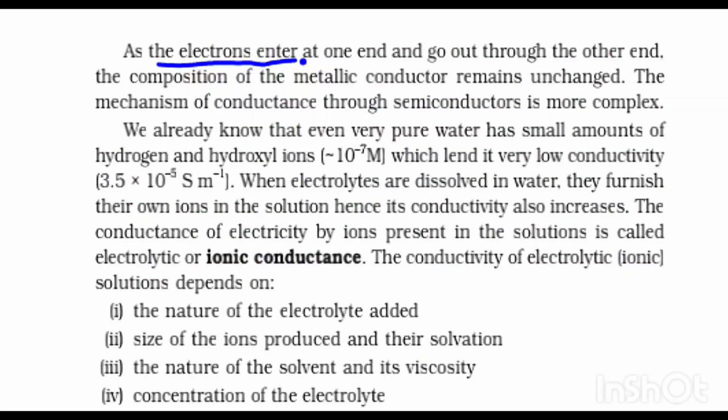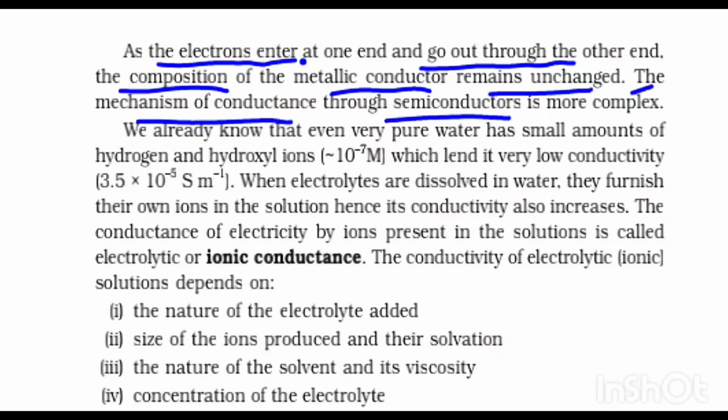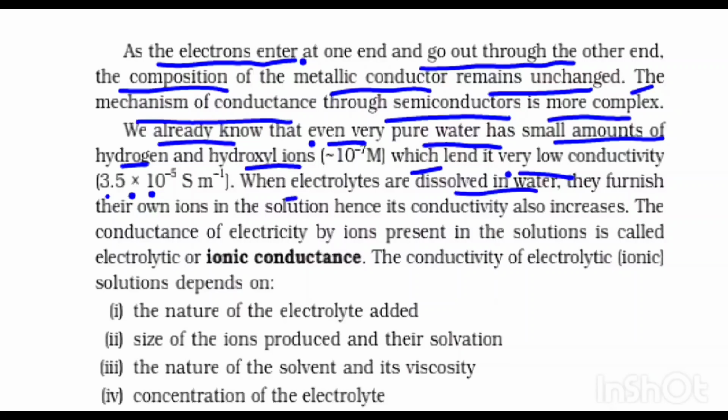Electrons enter at one end and go out through the other end, and the composition of the metallic conductor remains unchanged. The mechanism of conduction through electrolytes is more complex. We already know that even very pure water has a small amount of hydrogen and hydroxyl ions, 10 to the power minus 7 M, which lends it very low conductivity, 3.5 into 10 to the power minus 5 S per m. When electrolytes are dissolved in water, they furnish their own ions in the solution, and hence its conductivity also increases. The conductance of electricity by ions present in the solution is called electrolytic or ionic conductance.